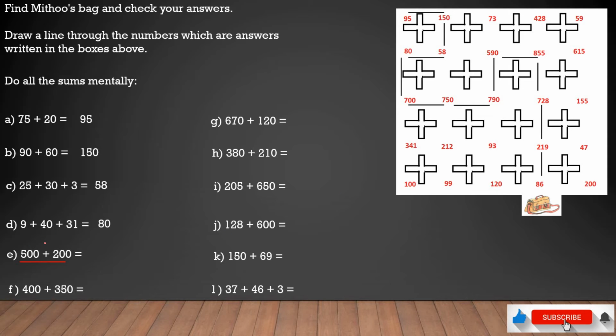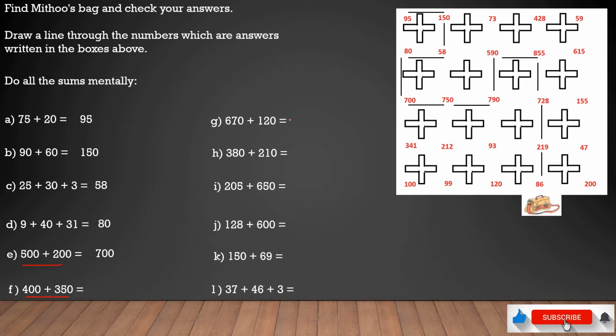Next example, 500 and 200. This is straightforward. So 500 plus 100 will give us 600, and again 100, it will give us 700. Or you can also add these two, like 5 and 2 is 7. So 500 plus 200 is 700. So this is the answer, 700.